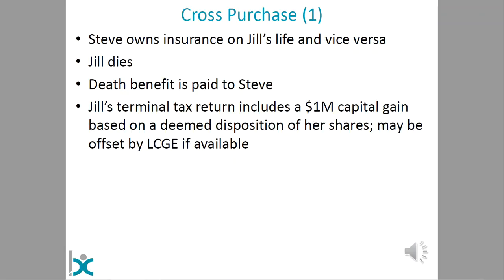Now, for the purpose of our example, Jill dies. Don't worry, Steve will get his chance later. The death benefit in that case is paid directly to Steve. Steve was the policy owner and presumably the beneficiary of this life insurance policy. Section 70 of the Income Tax Act calls for Jill to include then a $1 million capital gain on her death. That is, her terminal tax return will show a $1 million capital gain. That's a deemed disposition of the shares she owned in that company.